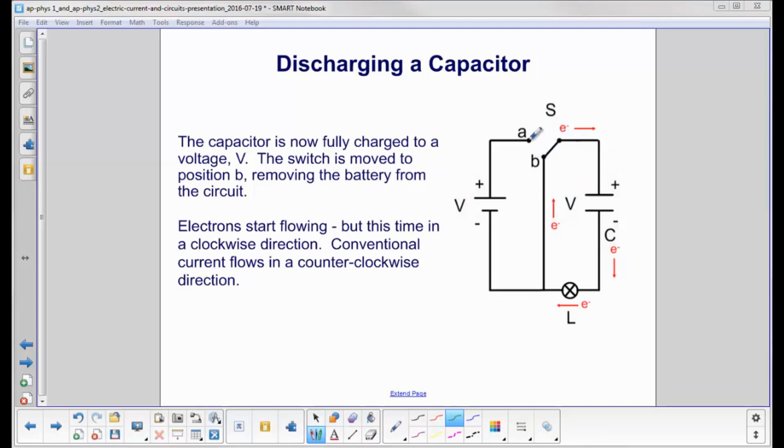We now move the switch from position A to position B, which takes the battery out of the circuit. Electrons will start flowing now, but this time in a clockwise direction, because conventional current leaves the positive side and goes this way, which means the electrons will flow in the opposite direction. So we have a current here that does not involve a battery. The current is being supplied by the fully charged capacitor.